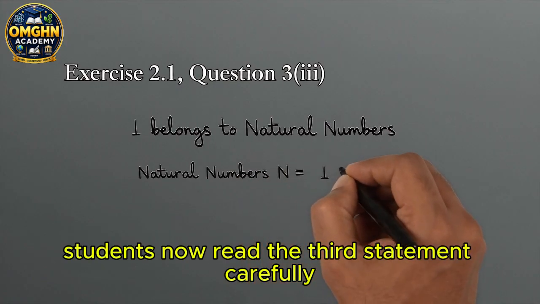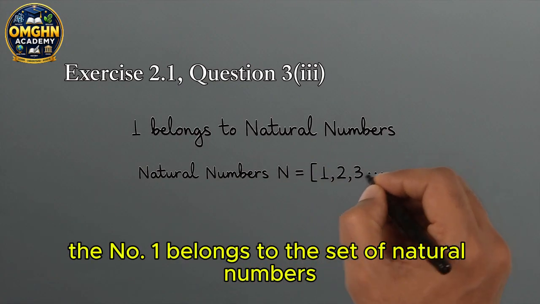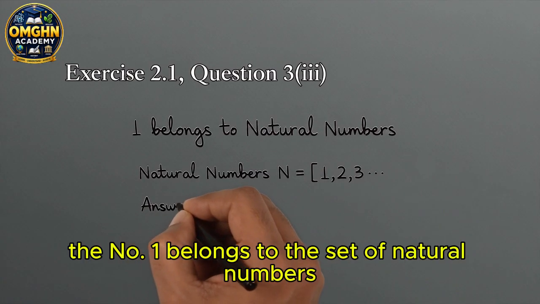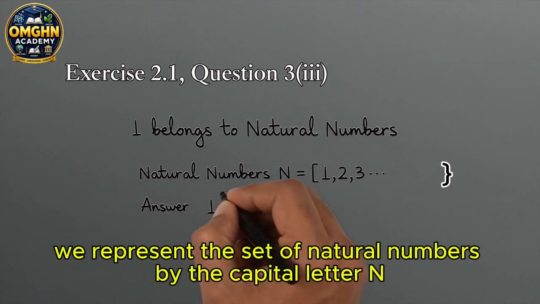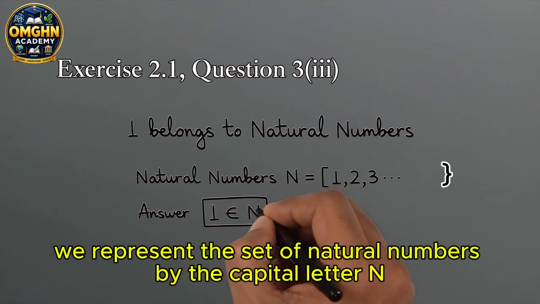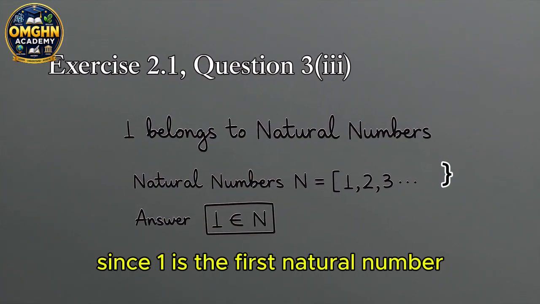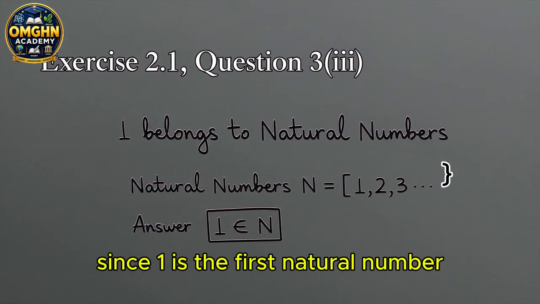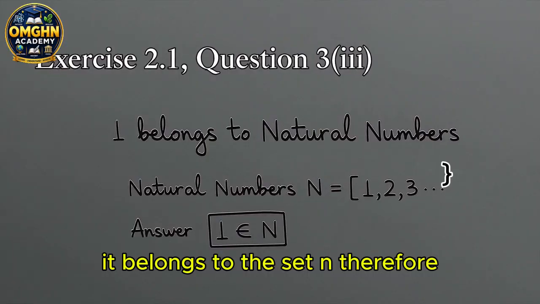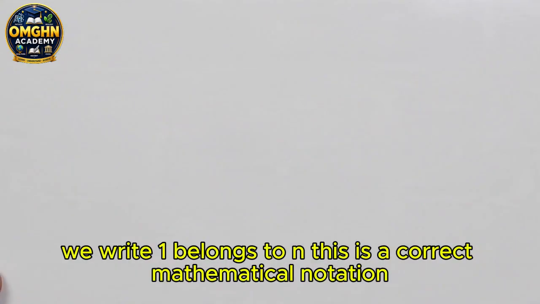Students, now read the third statement carefully. The number 1 belongs to the set of natural numbers. We represent the set of natural numbers by the capital letter N. Since 1 is the first natural number, it belongs to the set N. Therefore, we write 1 belongs to N. This is the correct mathematical notation.